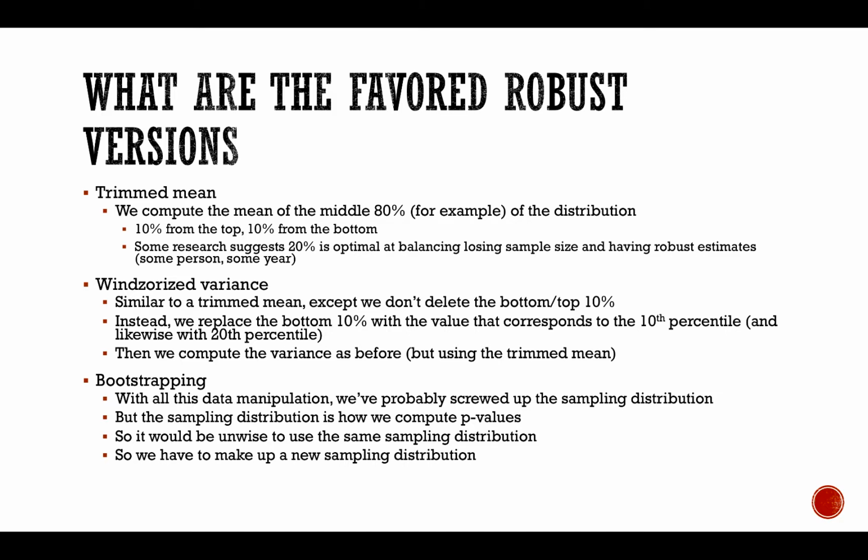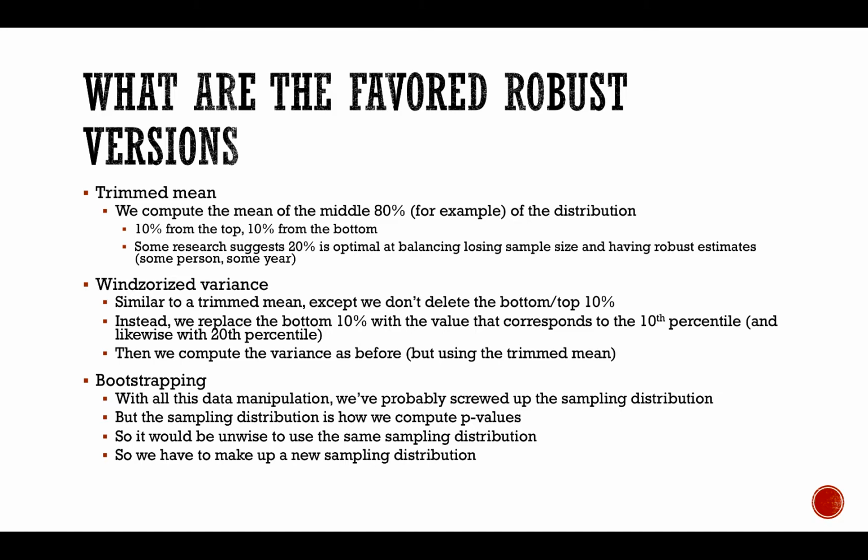And then bootstrapping. So with all this data manipulation, we've screwed up the sampling distribution, so it doesn't make sense to compute p-values anymore. But we would still like to get a distribution in order to compute p-values. So what we do is we make up a new sampling distribution.